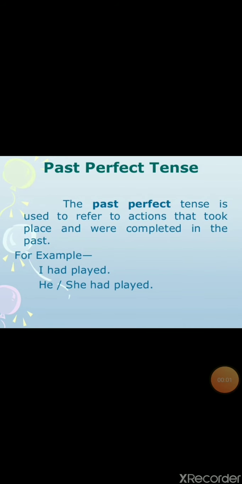Our next aspect is past perfect tense. The past perfect tense is used to refer to an action that took place and was completed in the past. For that, we are supposed to use had in the structure. I had played, he had played, she had played. Okay, so this shows action completed also, happened also.